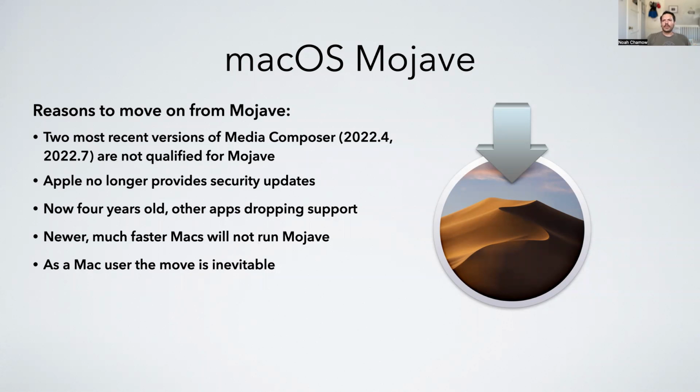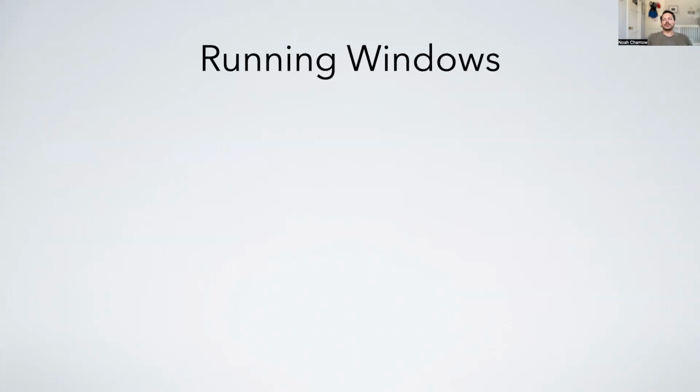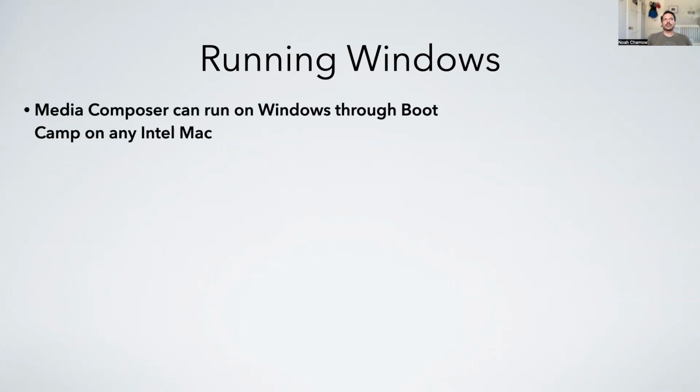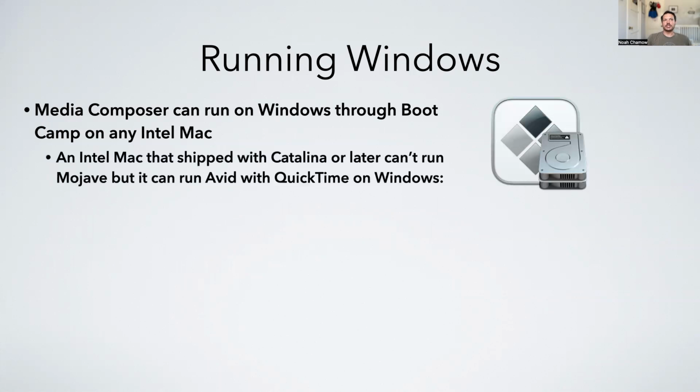So what about arguably the elephant in the room, which is running Windows? Not running Windows on a Windows computer, but running Windows on your Mac. Media Composer can actually run on Windows through Boot Camp on any Intel Mac. And that might be useful because if you have an Intel Mac that shipped with Catalina or later, you can't run Mojave, but you can actually run Avid with QuickTime on Windows.